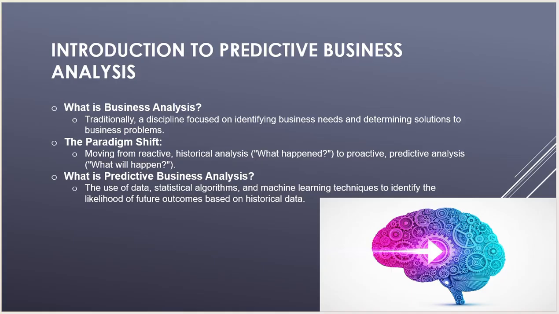The paradigm shifts from reactive or historical analysis, what happened, to proactive predictive analysis, what will happen, what will we do in the future, how we tackle future challenges or future problems. So we think from the future perspective. In traditional business analysis, we think from the past perspective, but as a predictive business analyst, we think from the future perspective, and accordingly we build the solutions and provide the functions or features to tackle these problems.